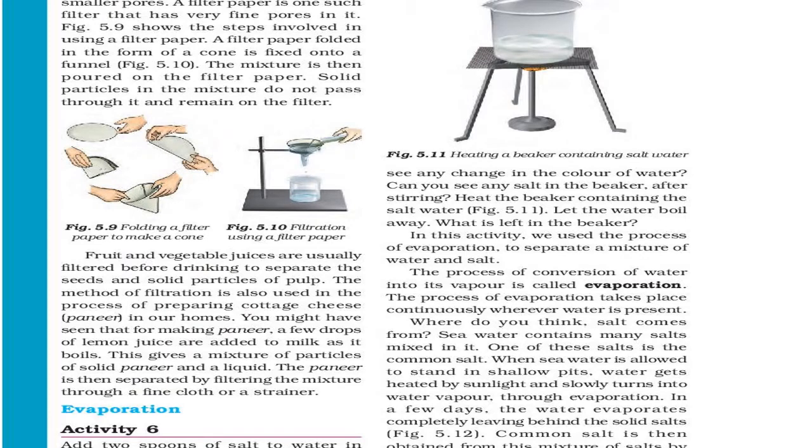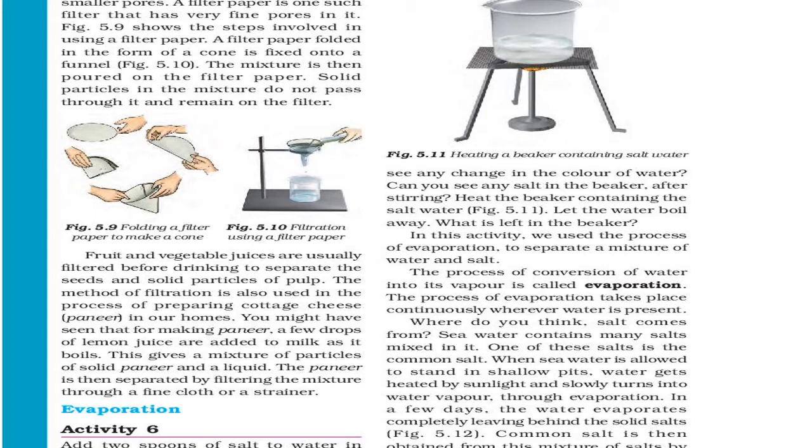So last class we had discussed how we fold a filter paper and how to make a cone, and how we use the filter paper for filtration. That is where we had ended. Today we will be discussing activity 6. In activity 6 you have to add 2 spoons of salt to water, and you have to see if there is any change in color of water, and you can see the salt in the beaker after stirring. So that is what we are going to study today.